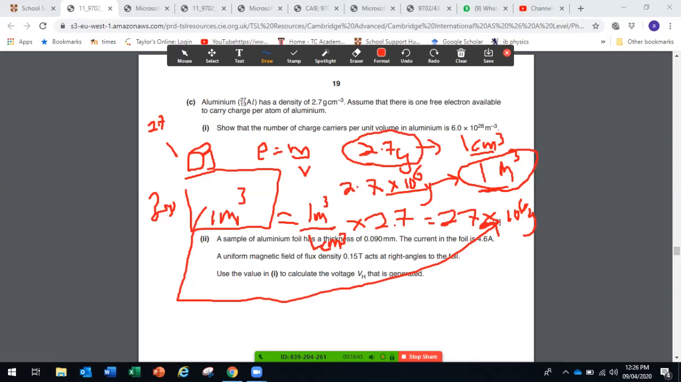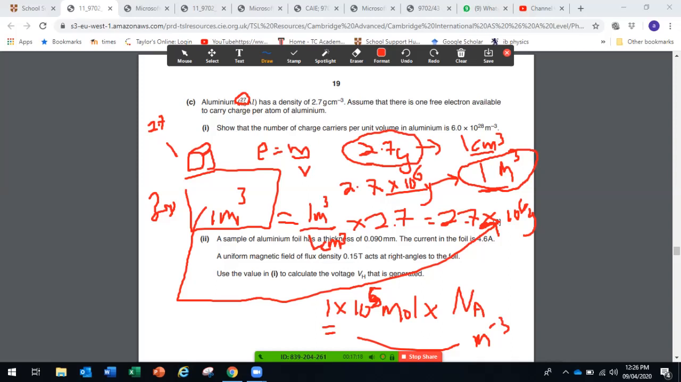Divide by 1 mole, how much? 27. 1 mole is 27. So this is how many moles? So this is 1 times 10 power of 6 mole, right? 2.7 times 10 power 6 divided by 27. So it's 1 times 10 power 5 moles. This is how many atoms? Times Avogadro. The answer you get is the number of charge carriers per meter cube.